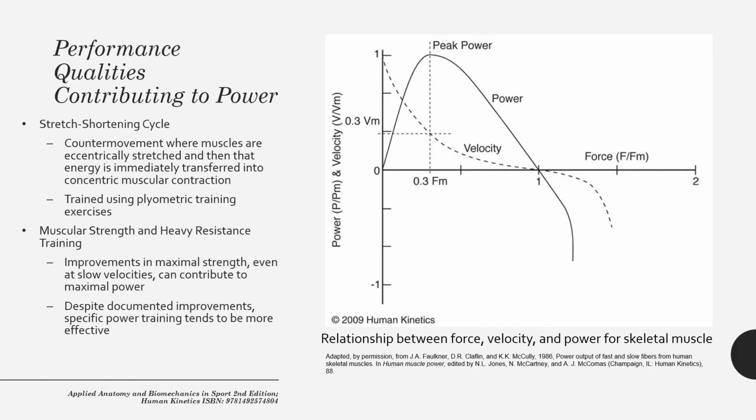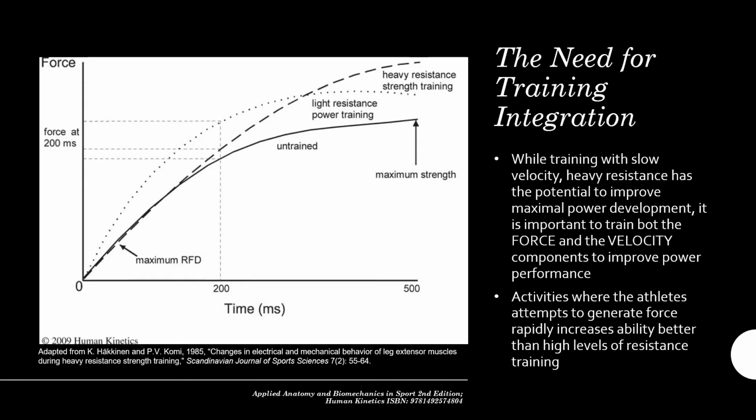Also, another consideration is that even though we've documented improvements in power output with muscular strength and heavy resistance training, we still need to have some sort of specific power training to get our most effective results. So this kind of brings us to the point of we need to integrate our training for power. So we know training with slow velocity, heavy resistance has the potential to improve maximal power output and power development. So remember, strength training allows us to build a bigger engine, and bigger engines tend to have more power.